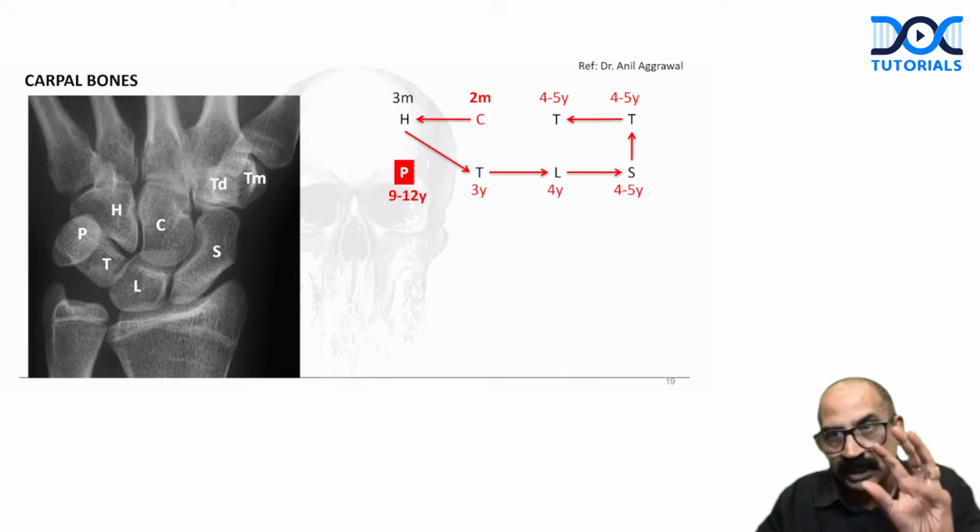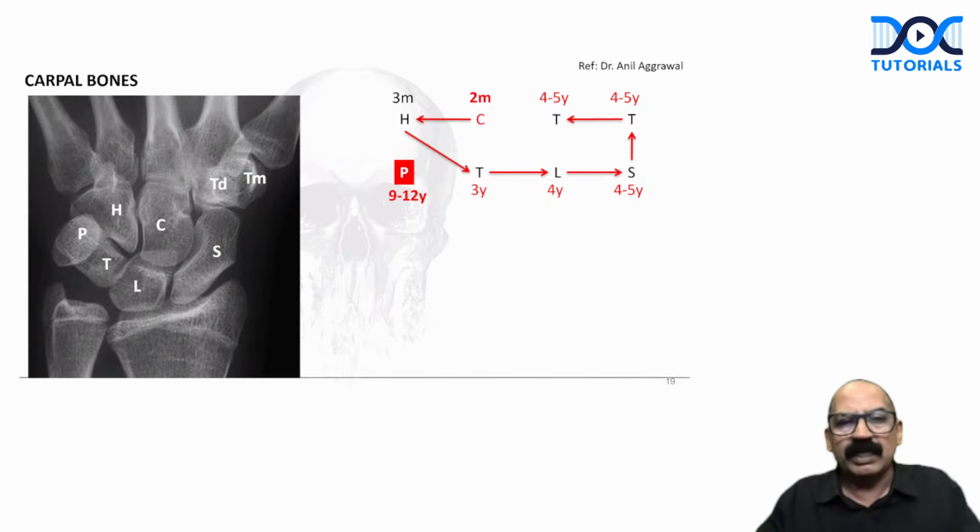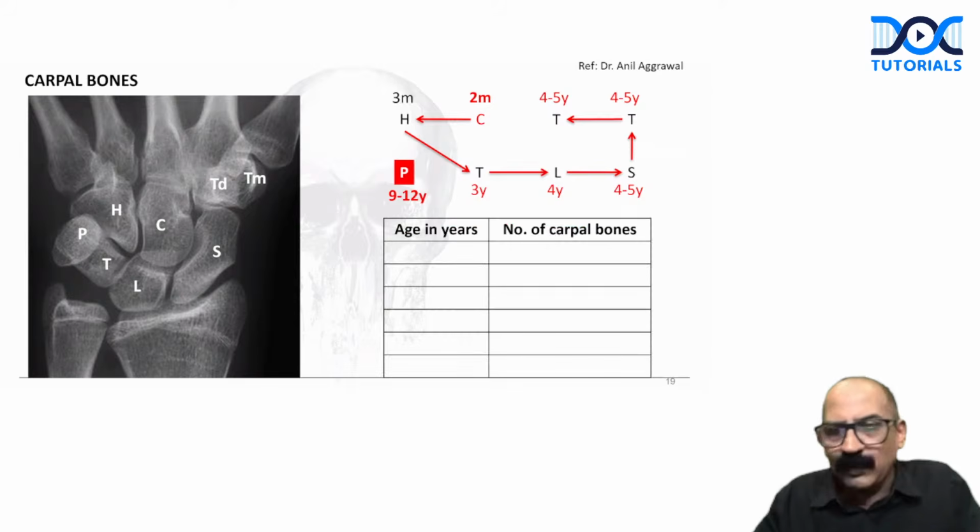Remember, first is capitate. The earliest alphabet in English is C out of these 8. So capitate, 2 months. Triquetrum, 3. Lunate, looks like L, 4 years. Okay. Now, a 1 year child will have 2 carpal bones. 2 years also have 2 carpal bones. 3 years, 3 carpal bones. 4 years, 4 carpal bones. 5 years plus 3, that is 7 carpal bones. 12 years, all 8 carpal bones.